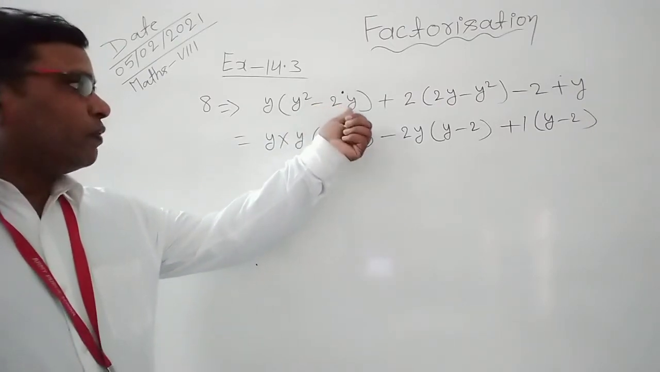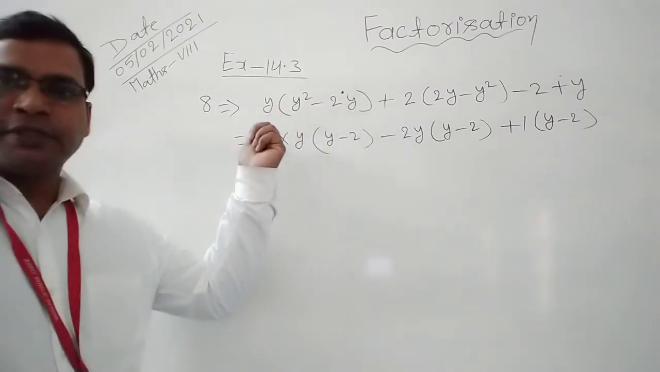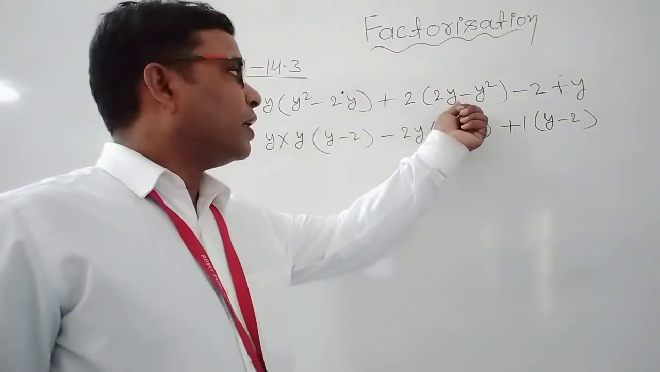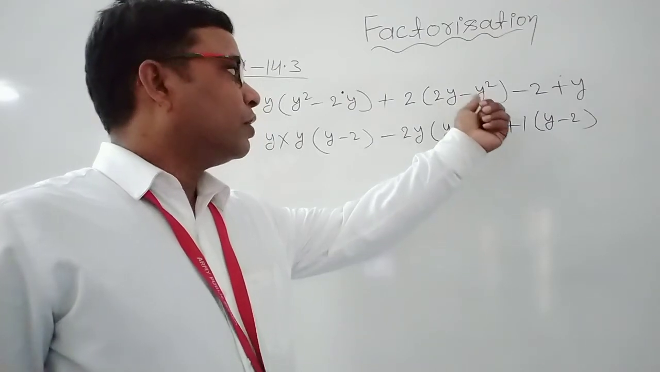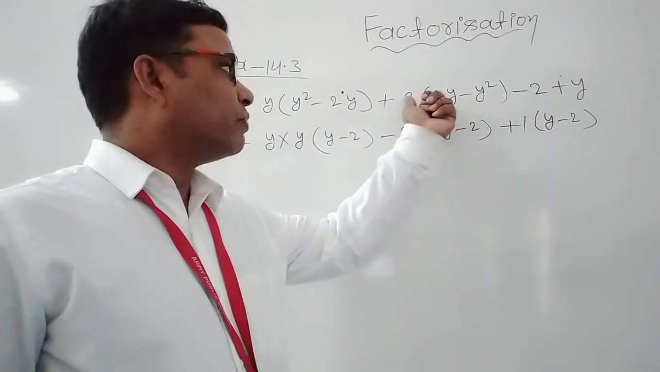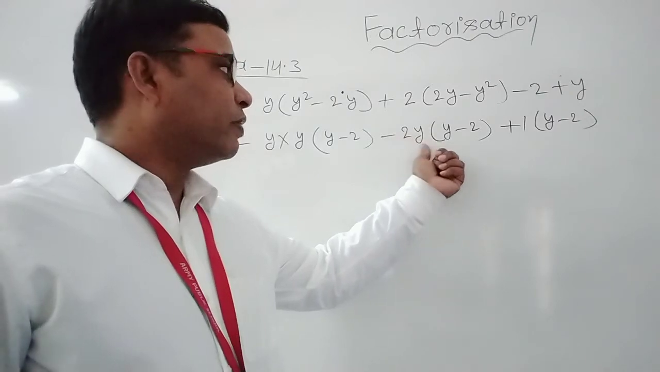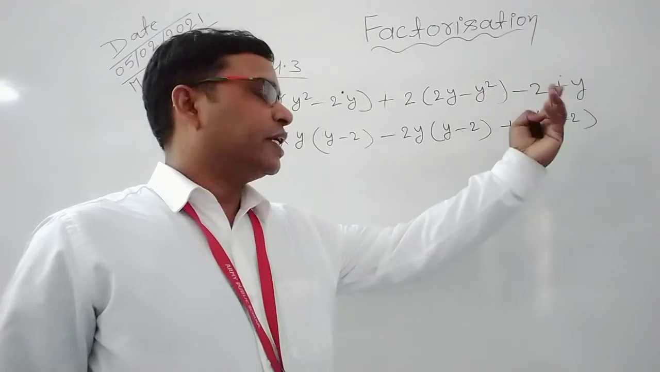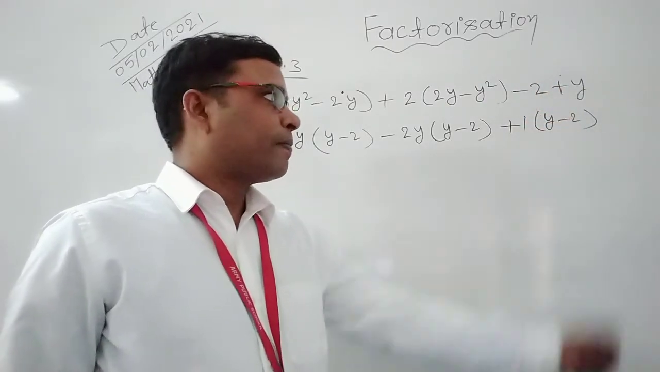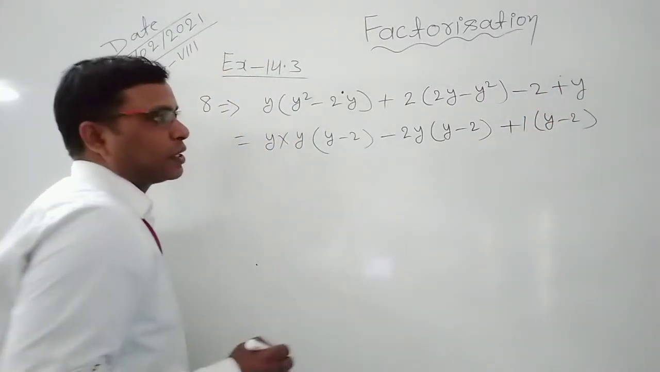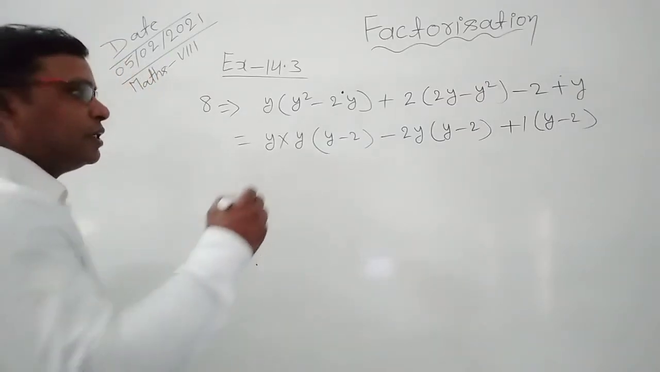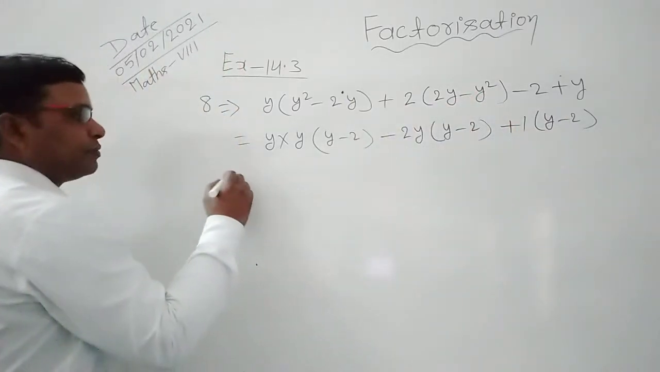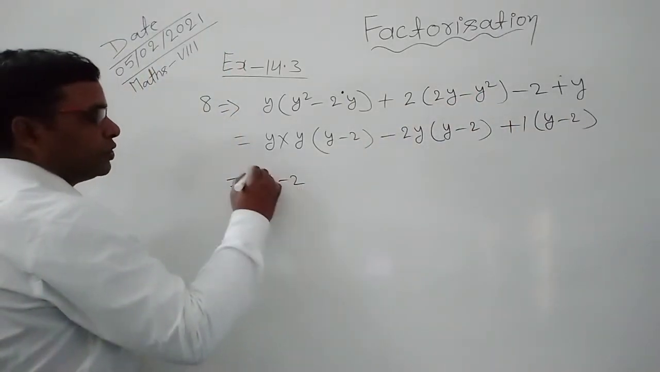You can see here y square minus 2y, so here we take common y. This is clear. Now after this, what do we have here? Here y minus y square, so we take common minus y square, so we get here minus 2y into y minus 2, and here we take common one and we rearrange it, then we get y minus 2. Clear? Now you can see here y minus 2, y minus 2, y minus 2. So you can take common y minus 2 in each term.